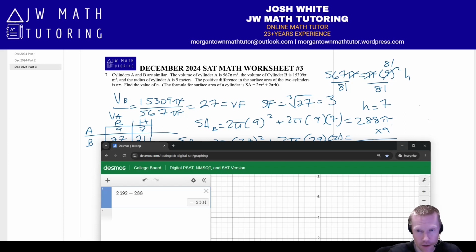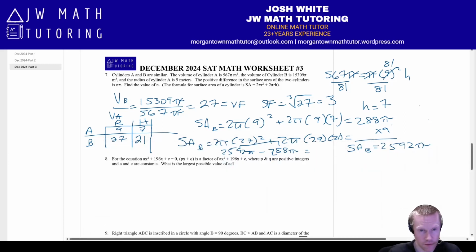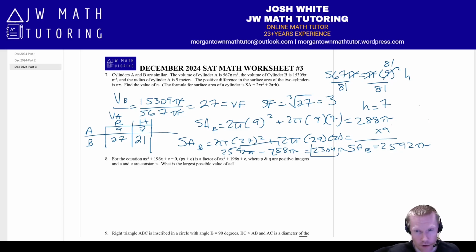2304 pi is what you get for the positive difference in the surface area, but we only want the number in front of the pi. So 2304 is the answer you're going to fill in for this problem.